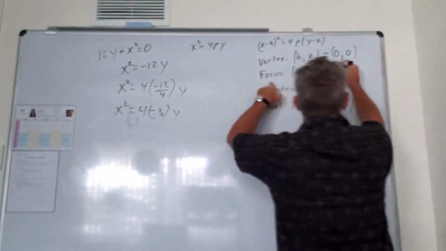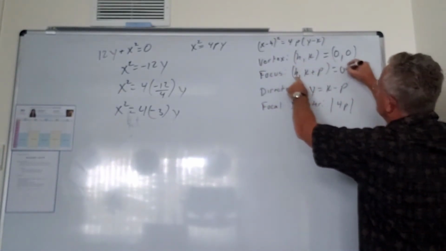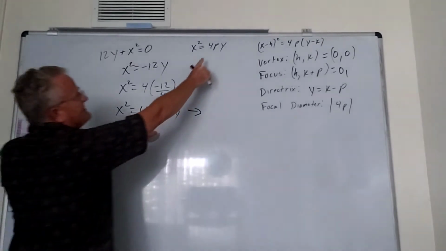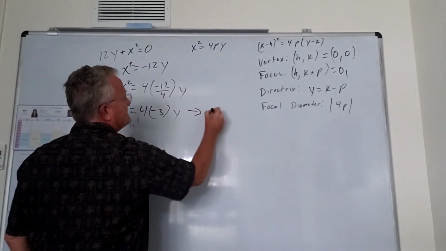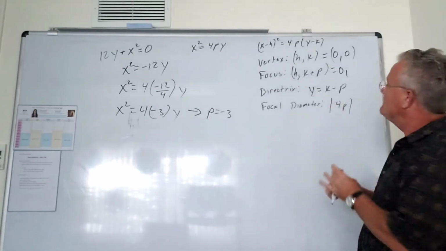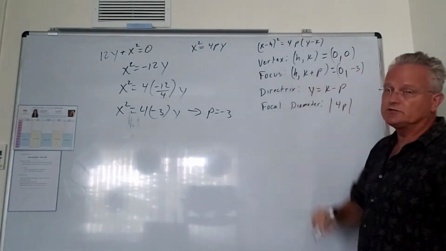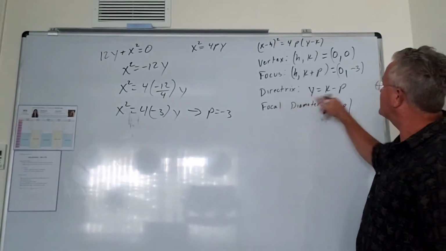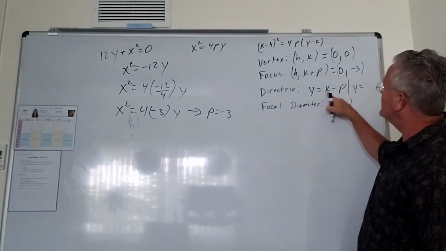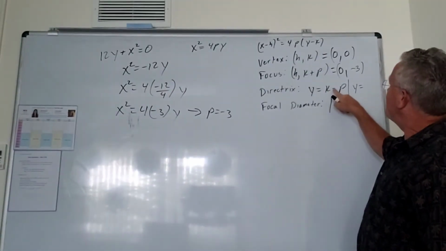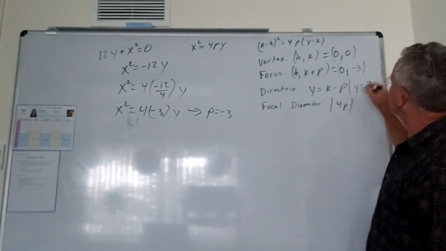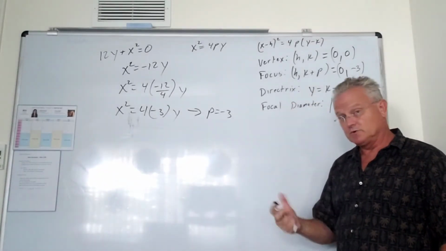So the focus: h is 0 and k is 0, so we get 0, 0 plus p. From 4py, we can see that p is negative 3. So 0 plus negative 3 is negative 3. This is where our focus is located. What's the equation for our directrix? It's y equals k minus p. So y equals 0 minus a negative 3, but minus a negative 3 is plus 3. So we get y equals 3. That's the equation of the directrix. We're going to graph that in a bit.